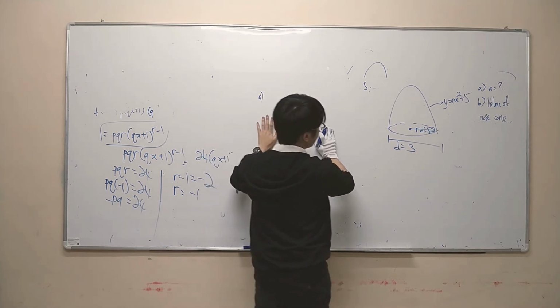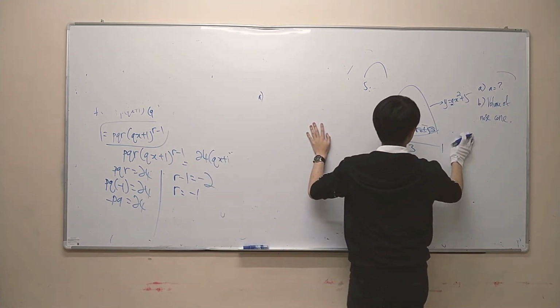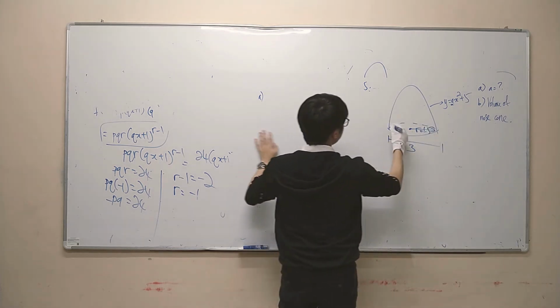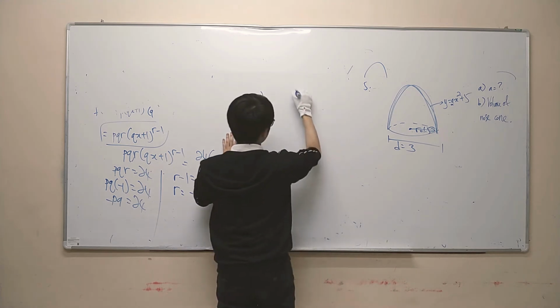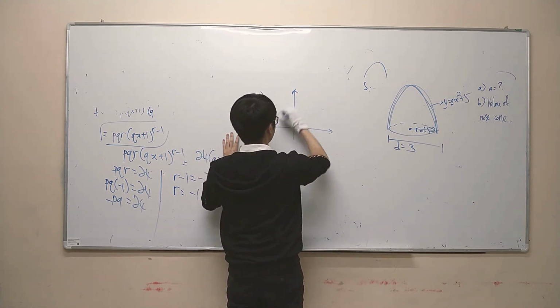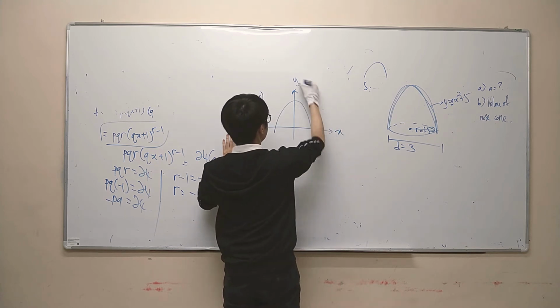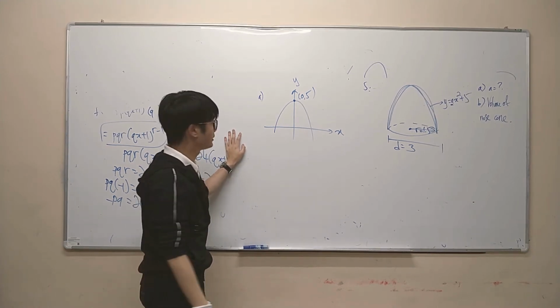So what I will do here is find the value of a. A is here. They already mentioned that this is a parabola. So you can draw a y-axis and an x-axis and you draw a parabola. And the maximum point will be (0, 5). Let me explain why.